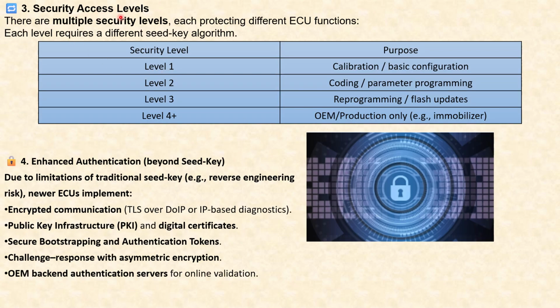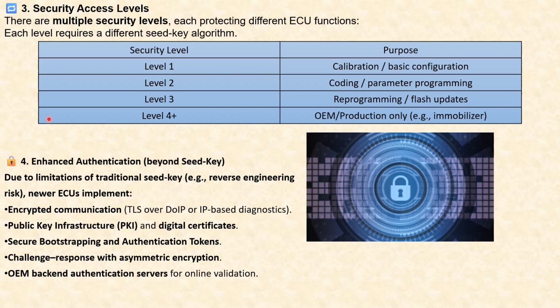Now, coming to security access levels, there are multiple security levels, each protecting different ECU functions, and each level requires a different seed key algorithm. We will see in this table the various security levels and their purpose. Level 1 gives access to calibration and basic configuration. Level 2 gives access to coding and parameter programming. Level 3 gives access to reprogramming and flash updates. And level 4 is OEM and production only, for example the immobilizer.